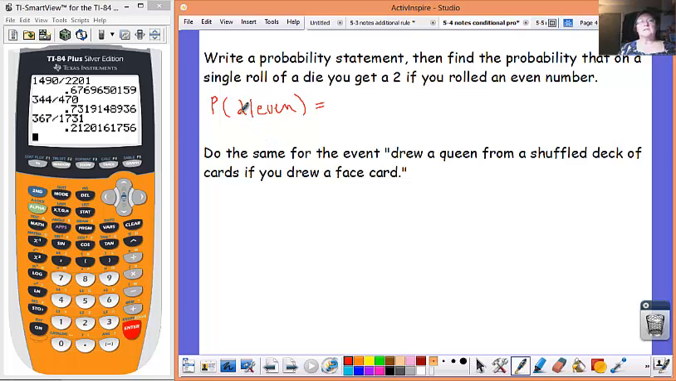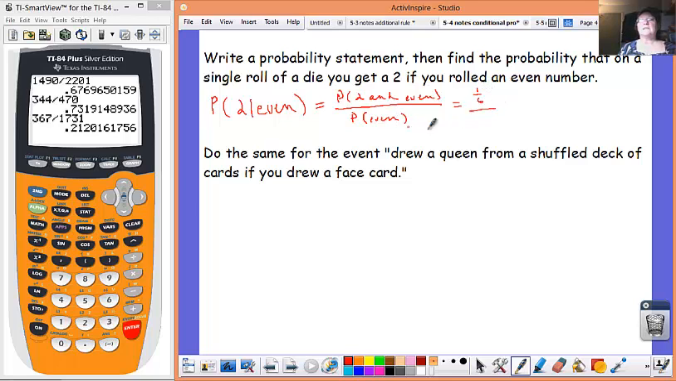What's your probability of being 2 and being even? Well, your probability of being a 2 is 1/6, and 2 is even. So your probability of being 2 and even, that's what we have to have, 2 and even, divided by the probability of even. Your probability of being 2 and even, however, is 1/6.